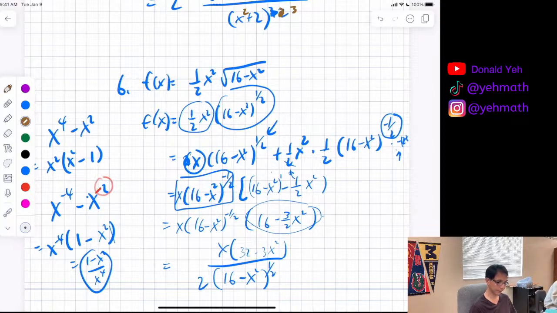So your final answer is x times 32 minus 3x squared over 2 times 16 minus x squared to the 1/2. I factored out 16 minus x squared to the -1/2 power. Okay, so if you have a 1/2 power, you could just put the 1 to the power of 9.